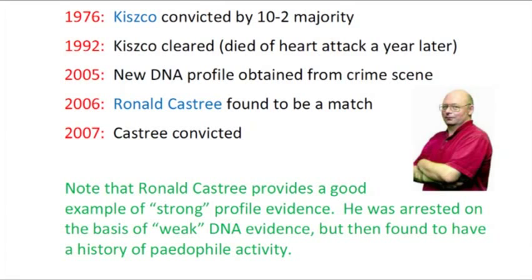But very soon there was a whole lot of strong profile evidence emerged, including a history of paedophile activity. So he was arrested on the basis of weak DNA evidence, but that combined with the strong profile evidence made a very strong case against him. So he was convicted in 2007.